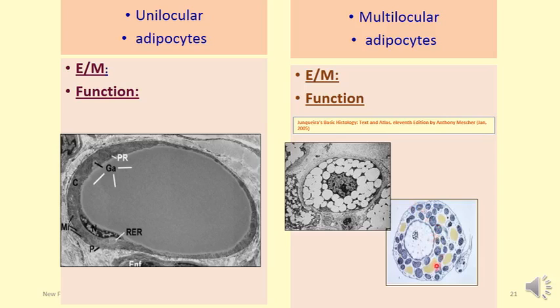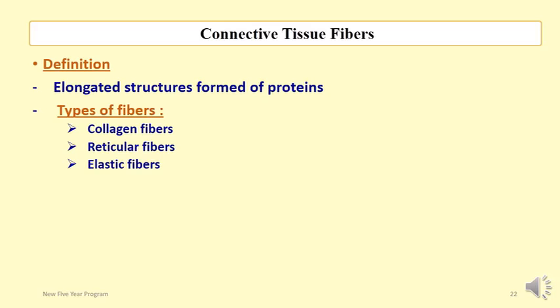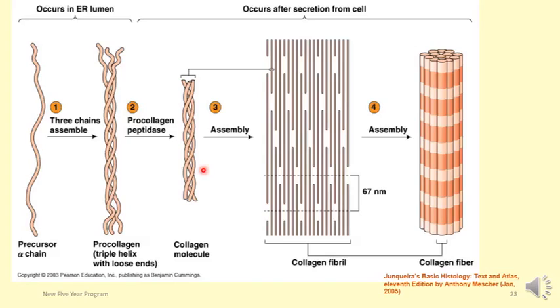That's why the cytoplasm of these cells contains numerous mitochondria. Now we come to the connective tissue proper, to the connective tissue fibers. Connective tissue fibers are elongated structures formed mainly of proteins, and there are three types of connective tissue fibers: collagen, reticular, and elastic fibers.